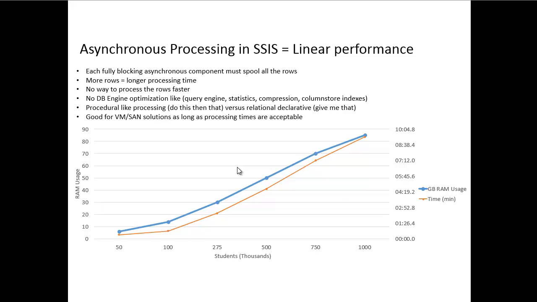Fundamentally, you have to spool all those records into Integration Services, and that single Integration Services transformation, like an aggregate transform, has to perform the aggregate operations on that. You don't have the benefit of any database engine optimizations, such as the query engine, statistics, compression, column store indexes. None of that's available in terms of processing those aggregations more efficiently. Integration Services just simply does what the transform states.